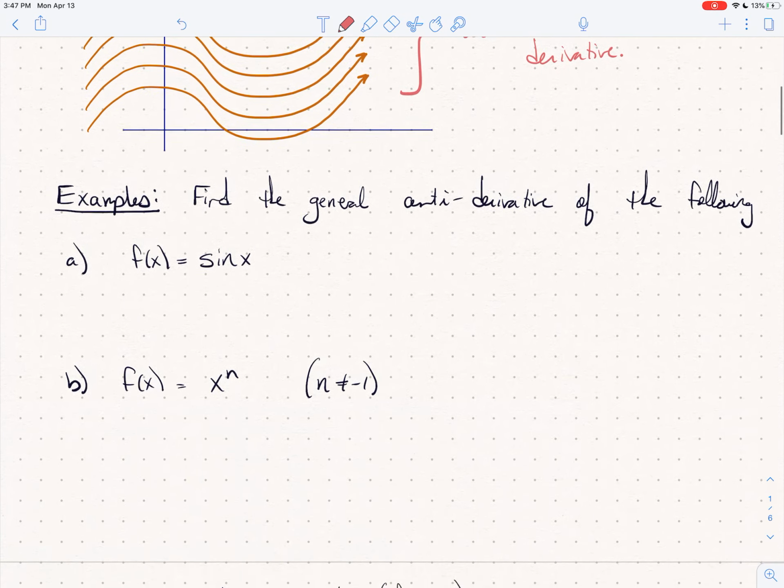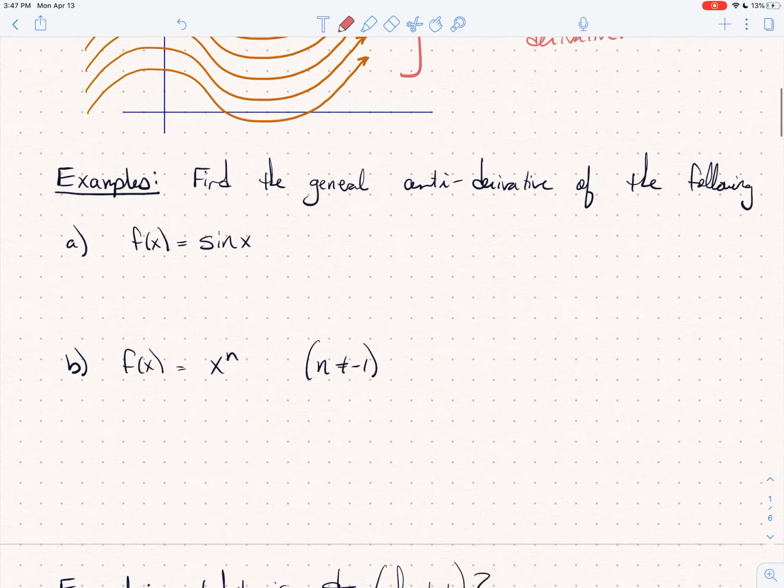Okay, so let's do some examples. Let's find the general antiderivative of, we'll start with, sine x. A lot of times you take the derivative and figure out how to go backwards from that. So we know the derivative of sine is cosine. And better yet, we know the derivative of cosine is minus sine. That's close. So how about big F of x equals minus cosine of x plus c?